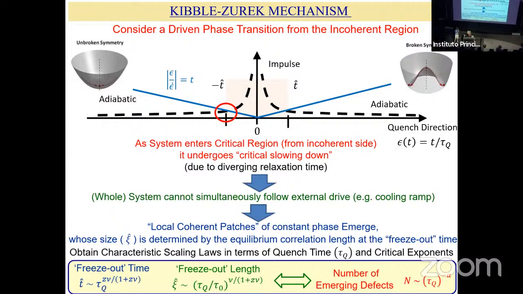And of course, if you have a typical length scale in the system and a larger system, then you can get a typical number of domains that form there. And these domains will be separated by defects. So you can actually calculate the number of emerging defects and the scaling of this number of emerging defects.